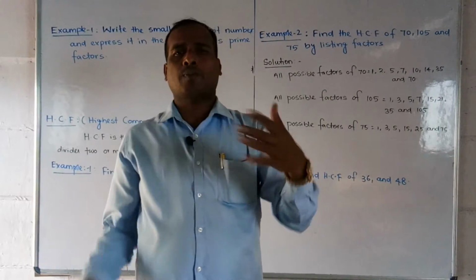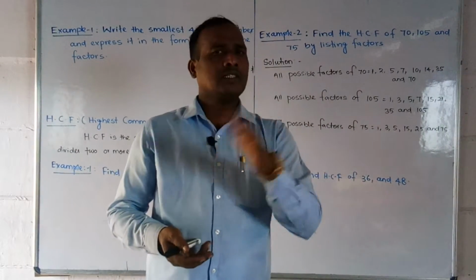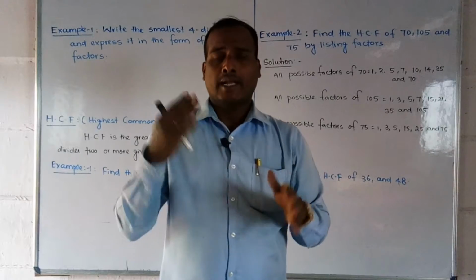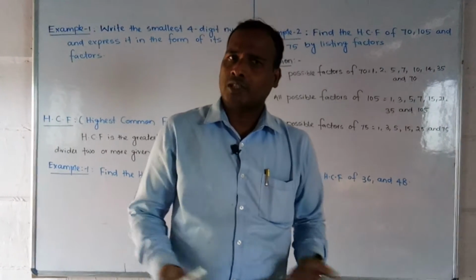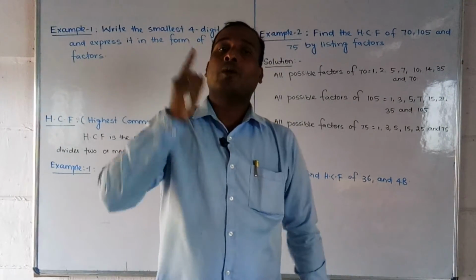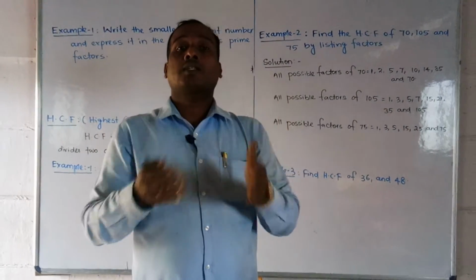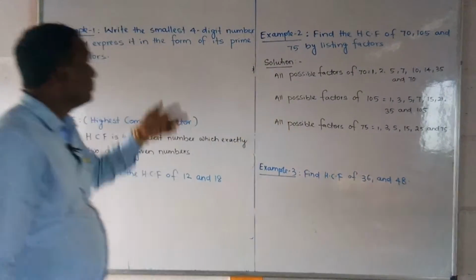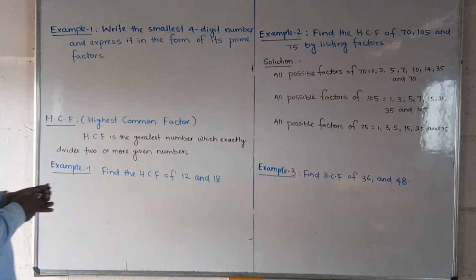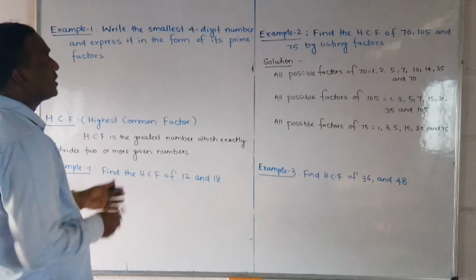Except for a prime number, which has only 2 factors, 1 and itself, we can say every other number is a composite number. That means every composite number we can express as a product of prime numbers. So look here, what is the question given? The smallest 4-digit number.